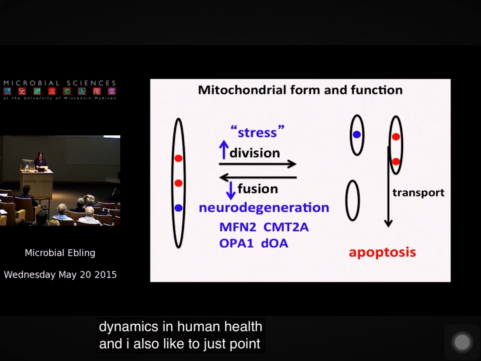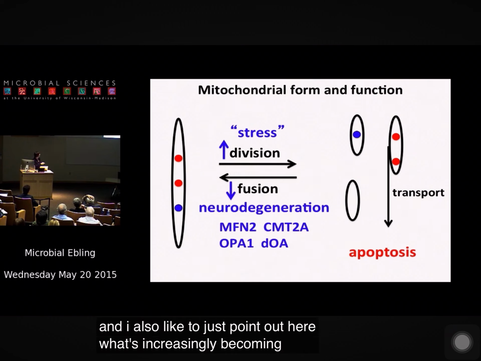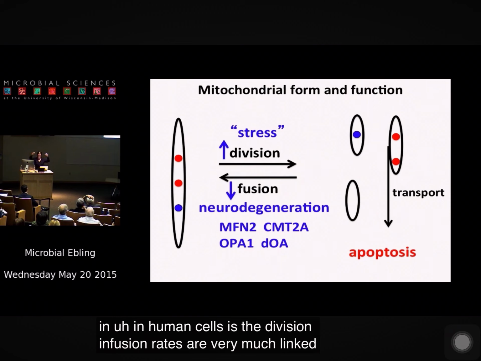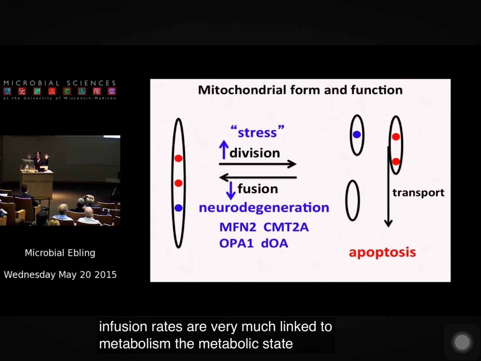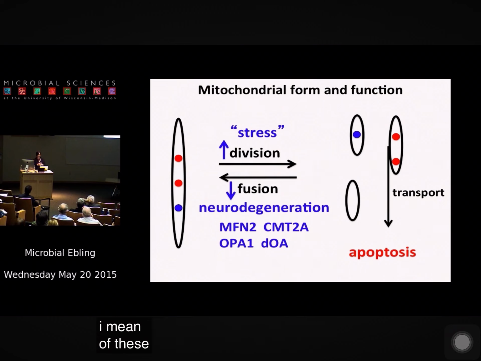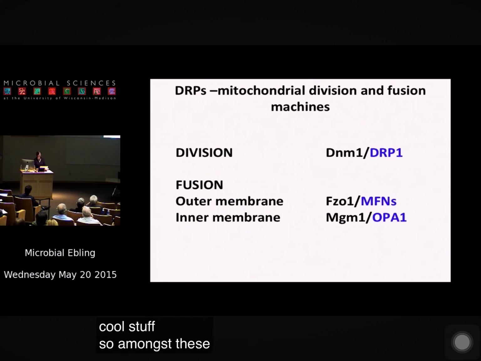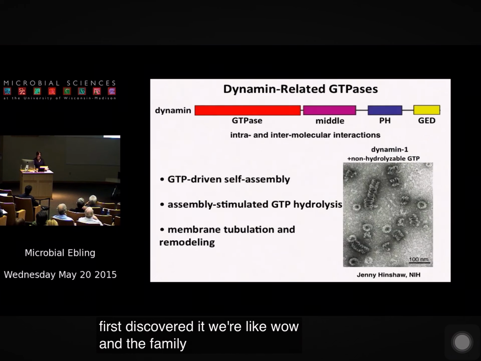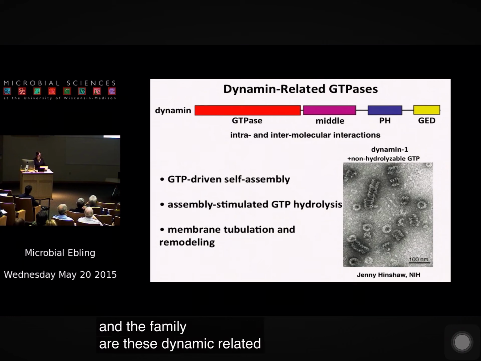And I also like to point out here what's increasingly becoming clear in human cells is that division and fusion rates are very much linked to metabolism, the metabolic state of the cell. So there's fine tuning of these components. Really cool stuff. So amongst these three conserved components, they all belong to a single protein family. That was pretty cool when we first discovered it. We were like, wow. And the family are these dynamin-related GTPases.